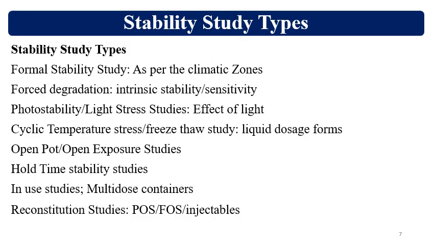What is the stability study types? So different stability studies are done. These are like formal stability study as per the climatic zones. The climatic zone video is there and you can go through that video. The world is divided into 4 types of zones and depending on that climatic zones, you can decide the long-term storage conditions and the other storage conditions and stability conditions.